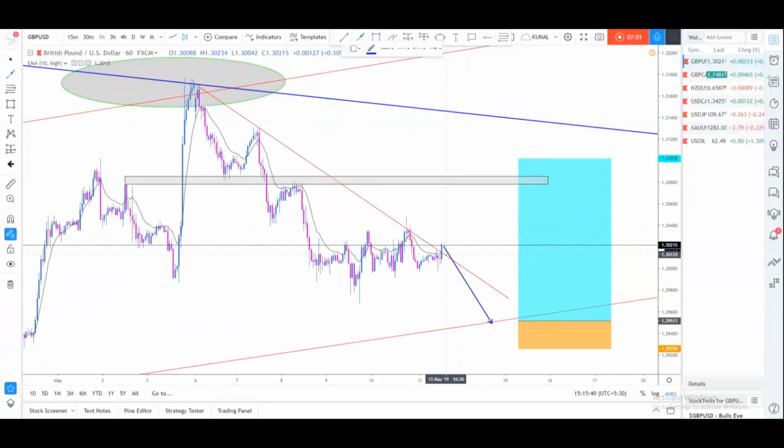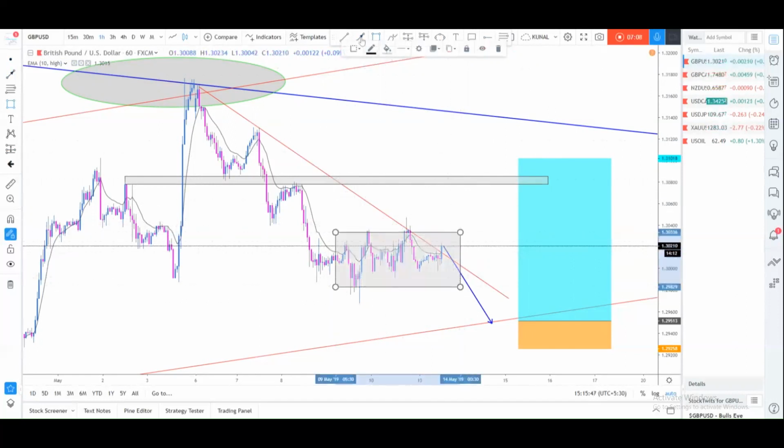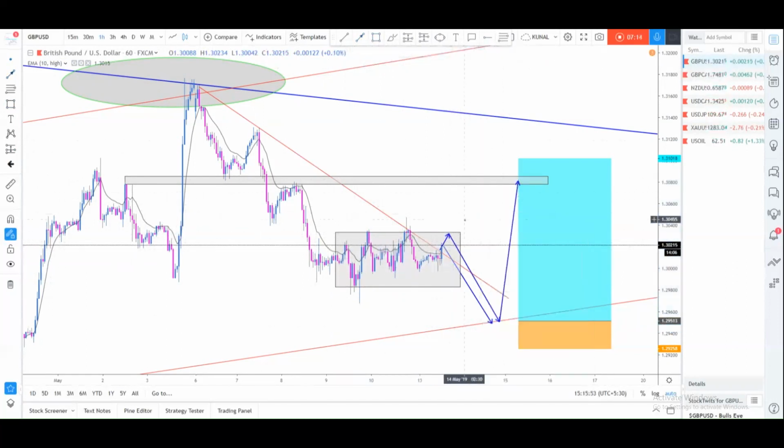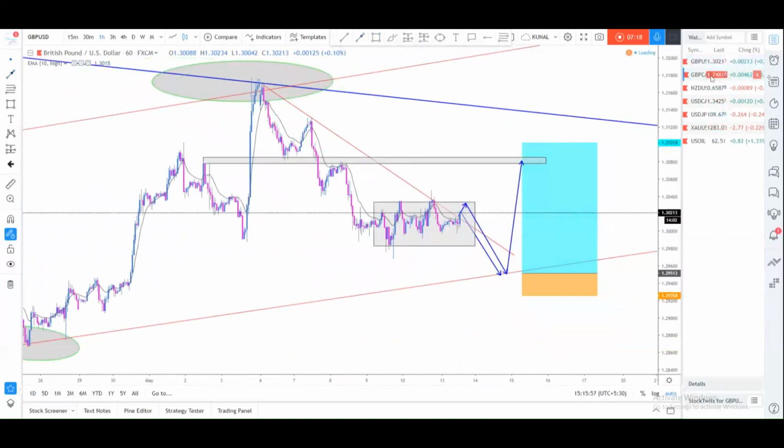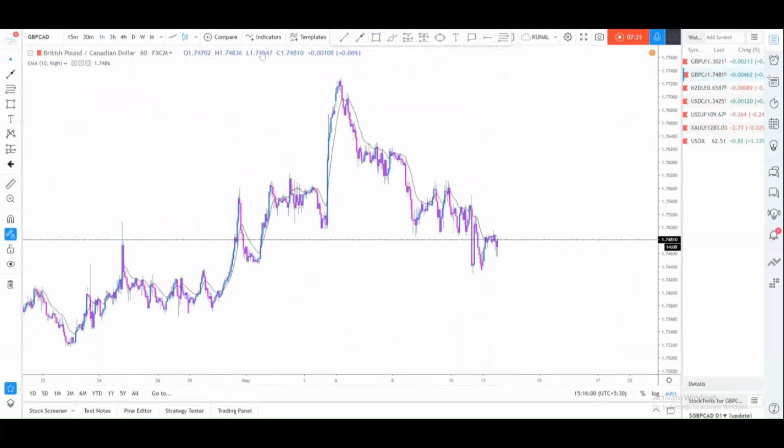Also it can happen now, but I'm not interested in buying this because I know that this is anyway a range, so it can just go up and then come down to my entry, and then I will go long. So this is my expectation on GBPUSD. So I hope it's clear. Again, what I see on GBPCAD is, let me show you.